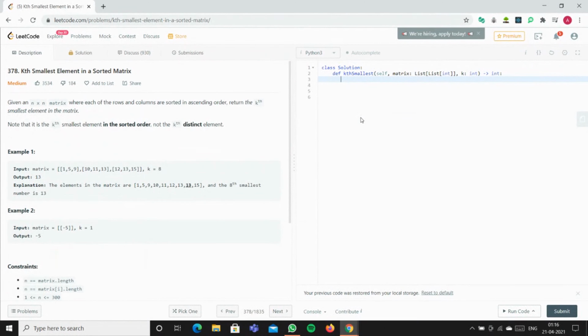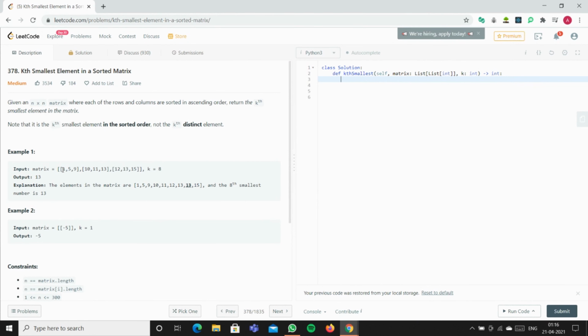Okay guys, so today we'll solve the problem Kth smallest element in a sorted matrix. So the question is, given an n cross n matrix where each of the rows and columns are sorted in ascending order, return the kth smallest element in the matrix. Note that it is the kth smallest element in the sorted order and not the kth distinct element.